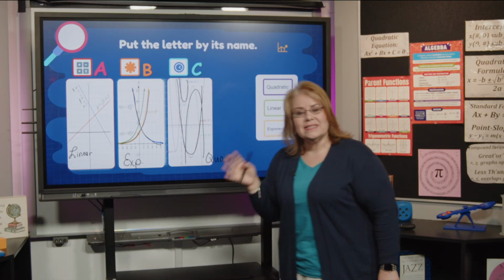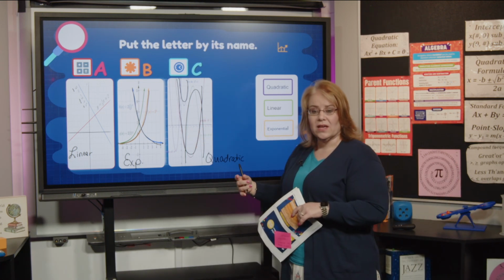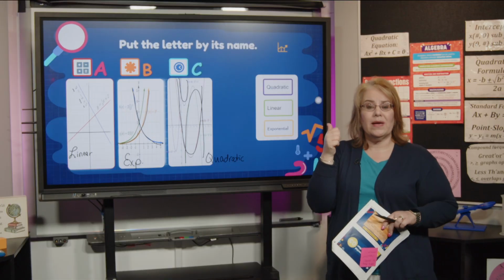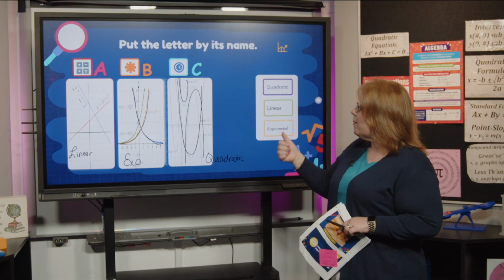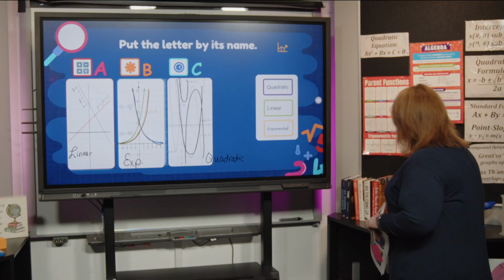Is that what you got? Is that what you and your table partner got? Did y'all get linear, exponential, quadratic? All right, we've got to make sure that not only can we identify them by looking at them, but also by looking at their equations. Good job. So let's go.